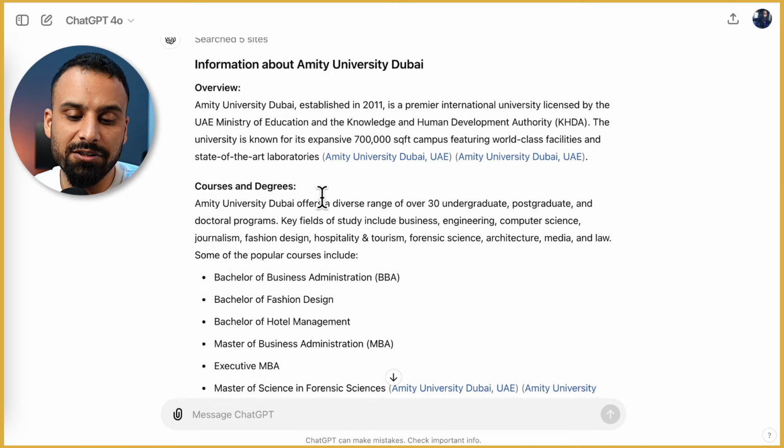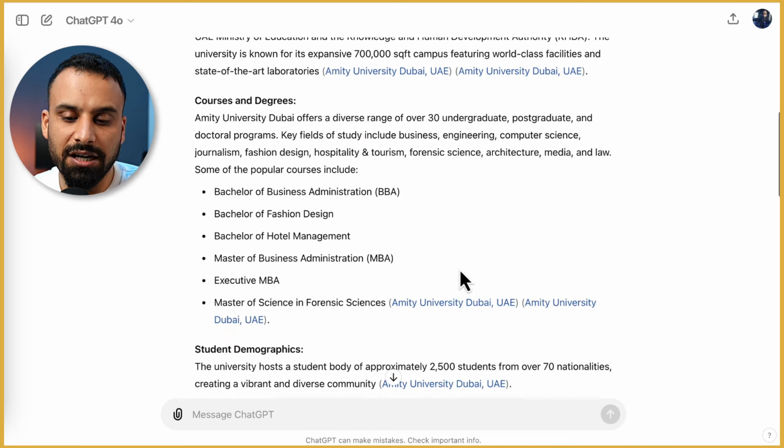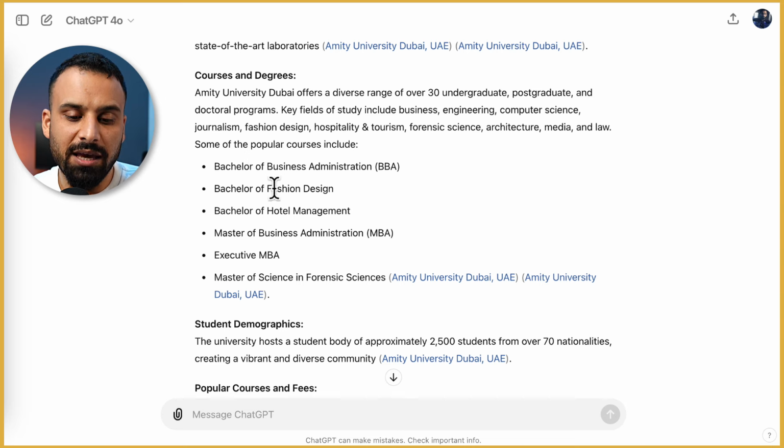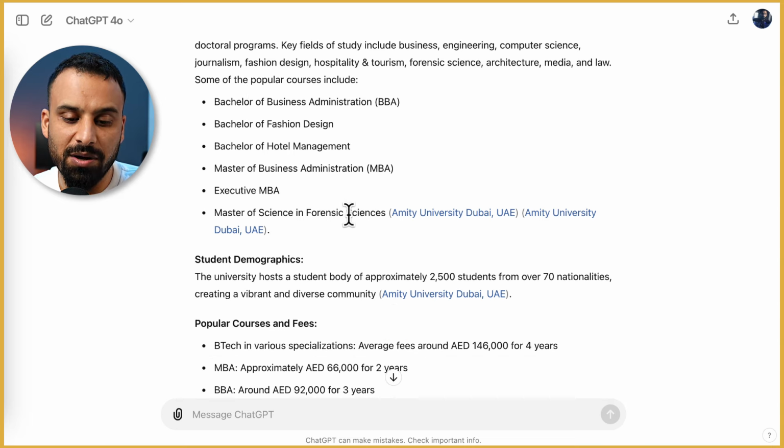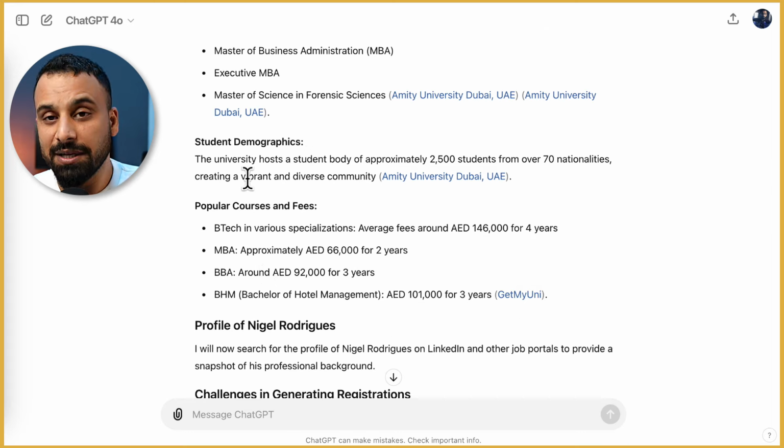Courses and degrees. MET University offers a diverse range of 30 undergraduate, postgraduate, and doctoral programs. So I have an idea of what they teach: BBA, Bachelor of Fashion Design, Hotel Management, Executive MBA, Master of Science in Forensic Sciences. And student demographics, I have a basic idea about the university.